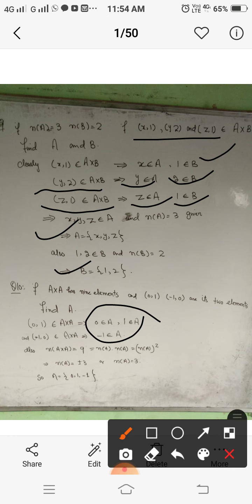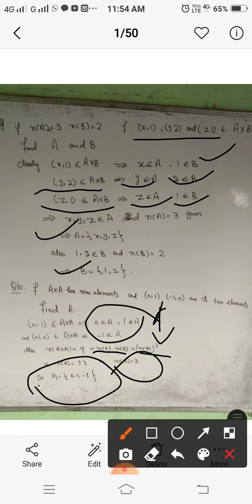Now it is given that A cross A has 9 elements. That is, n(A cross A) is 9, which implies that 9 equals n(A) into n(A), that is n(A) squared. So n(A) squared is 9. This means that n(A) is plus or minus 3, because the square root of 9 is plus or minus 3. But n(A) is a number of elements, and it cannot be negative. Hence n(A) is 3. So n(A) is 3 from the given information, and A has 3 different elements, which implies that A equals {0, 1, -1}.